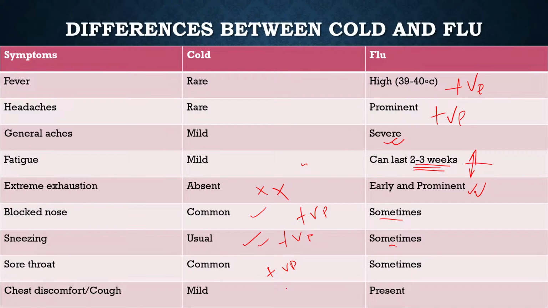They start with a sore throat, it worsens, and then your nose gets blocked, or the two begin together, and then you end up getting a runny nose, etc. And then we have chest discomfort or cough. It's always present in flus. For colds, yes, it is positive, but it is mild. And so those are some of the differences between colds and flus.